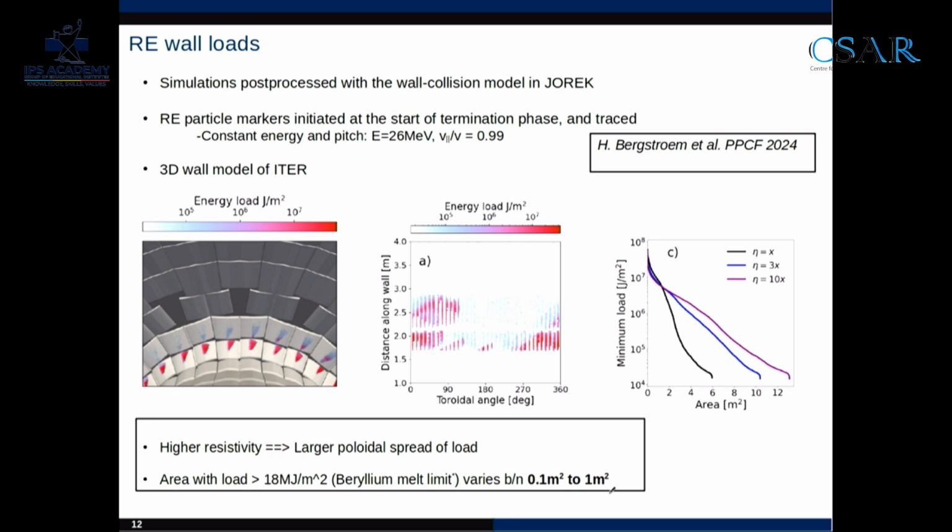But this is in fact the first such simulation where we are able to show that in ITER benign terminations of runaway electrons can be executed. And more importantly, ITER has a natural tendency for that to happen.